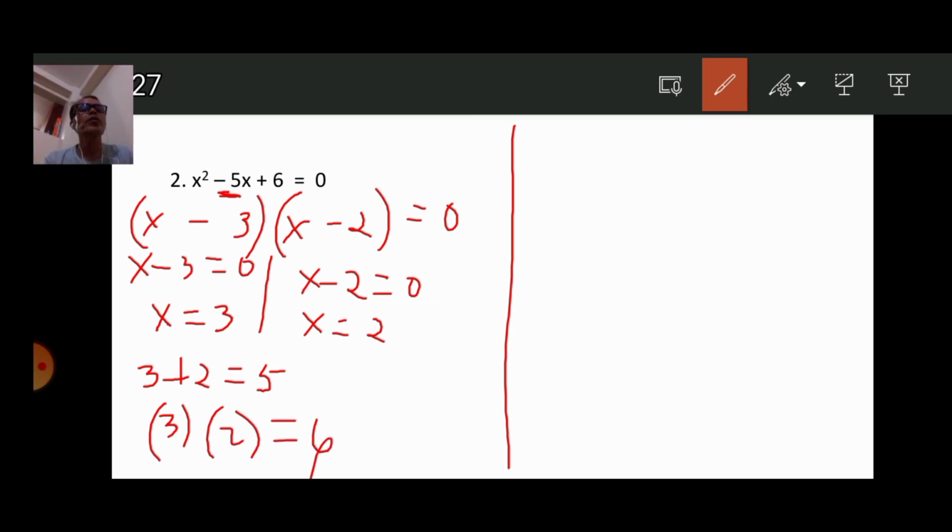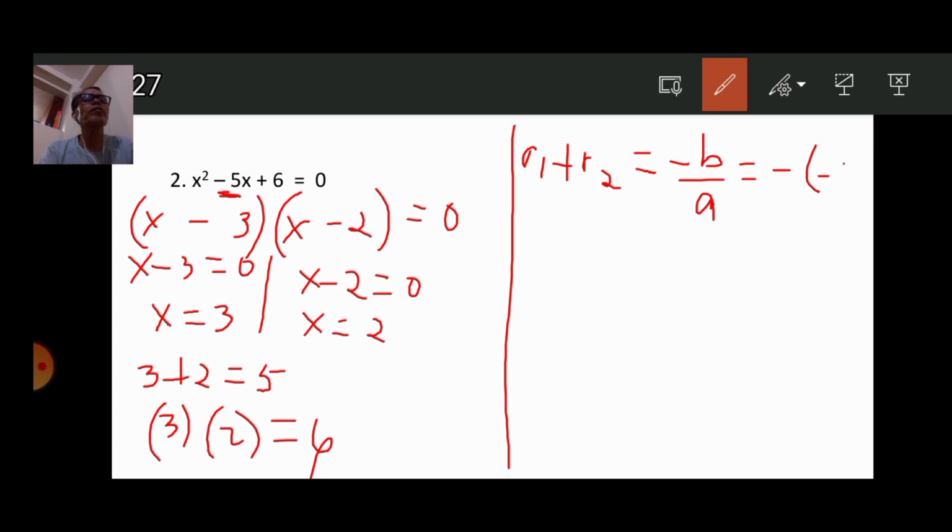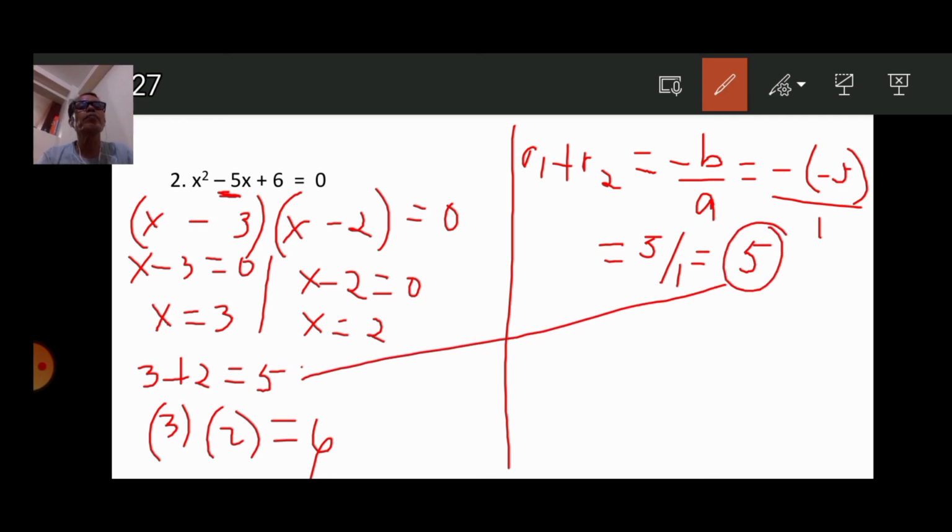So, using the formula, r sub 1 plus r sub 2 is equal to negative b over a, which is equal to negative b, which is negative 5, and a is 1. So negative times negative 5 is positive 5 over 1, which is equal to 5 divided by 1 is 5. So you have the same answer.